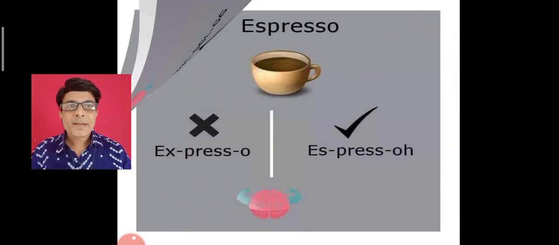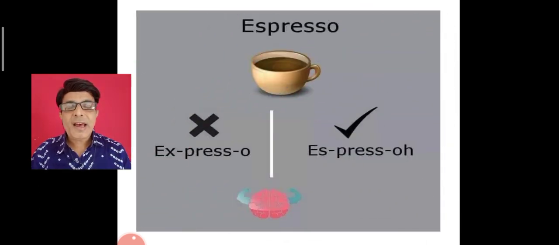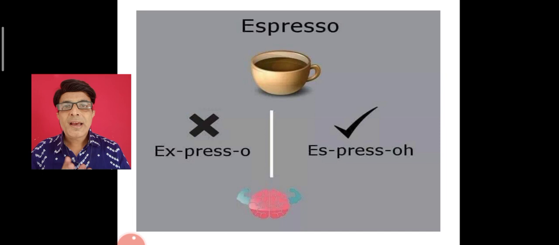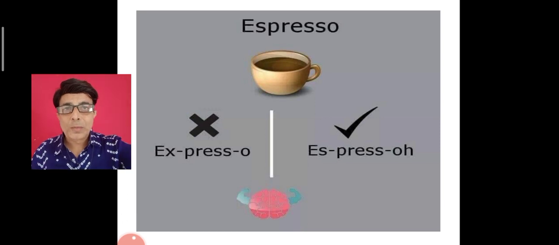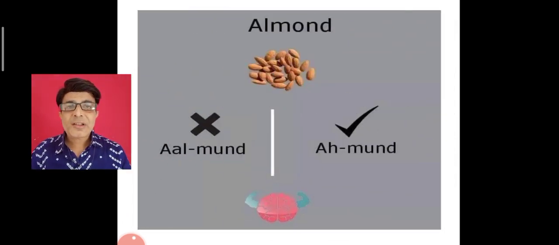Okay, the next one, Espresso, and generally we speak it as espresso. When we are talking about this type of coffee, then we say espresso coffee, but it's wrong. The correct pronunciation is espresso. Here, the sound x is silent. Espresso. Okay.